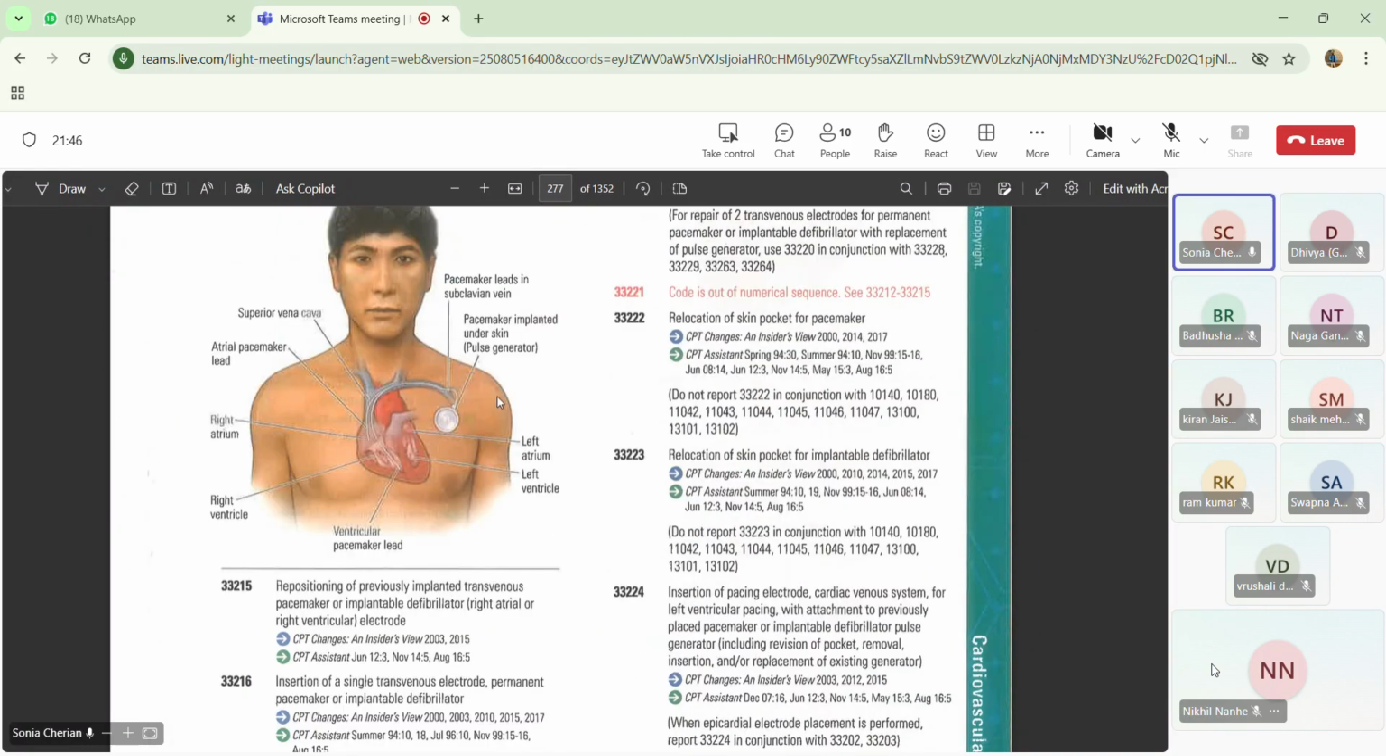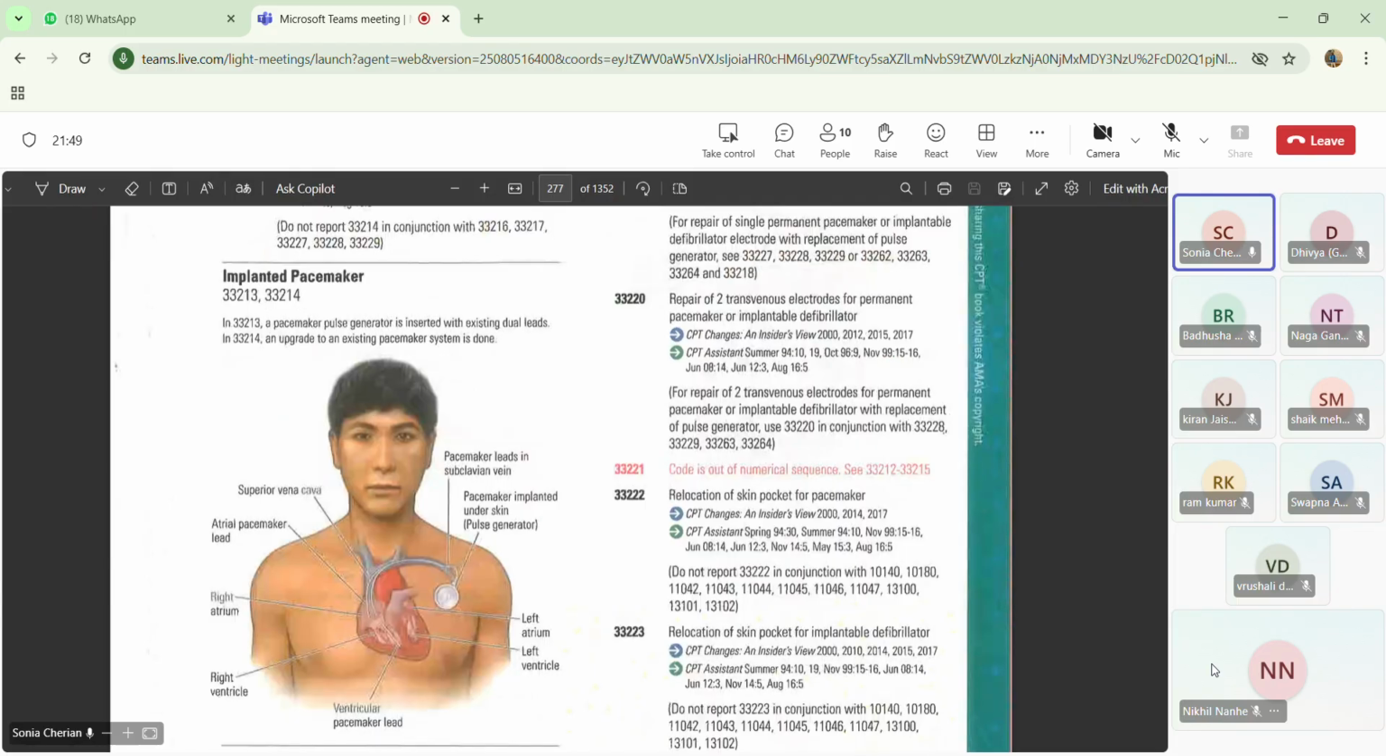So 33216 starts, this is for the implanted pacemaker. You can see here, right? Talking about the parts of the device system, whether it is the pacemaker or the electrodes, both are placed in a different location. Okay, so I'll just tell you that.